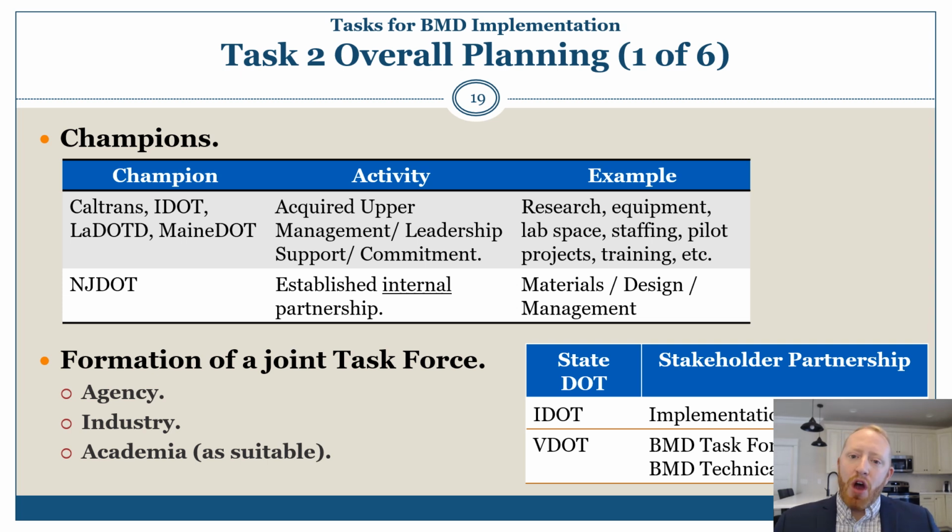And then beyond that, not just support at the state DOT level, but to get to some sort of task force or stakeholder community to work with agency, industry, and academia as suitable. In Illinois, we saw the use of an implementation task force. In Virginia, we see the use of two different levels of stakeholder partnership, where they have a BMD task force that's kind of the parent, managers, etc., that are looking at the overall implementation implications. But then they have a technical subcommittee that dives a little bit more into the technical details.